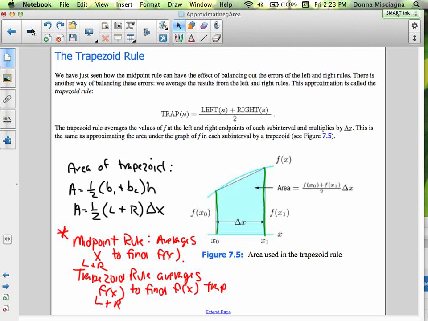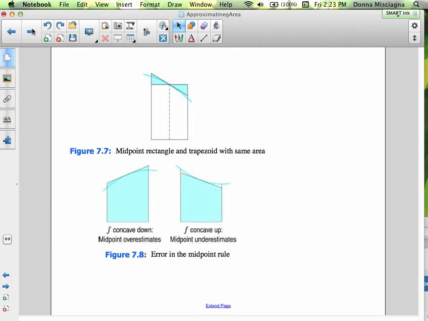And now the page will turn for us. Here, the midpoint, rectangle, and trapezoid with the same area. Midpoints can overestimate and underestimate as well, but they do a better job than the right and the left-hand Riemann sums.